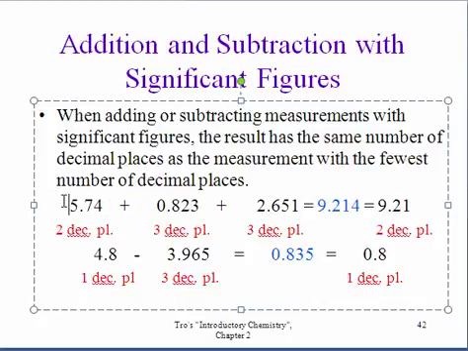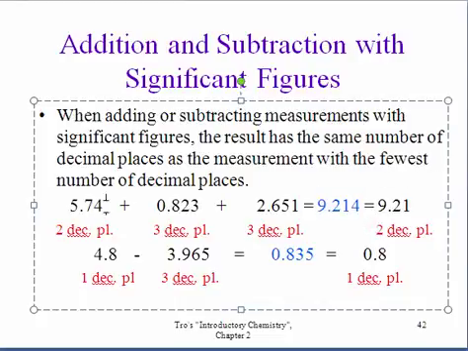So let's look at our first example here. 5.74, there are 2 places after the decimal point. 0.823, 3 places, so this value is more precise, and this value also has 3 places after the decimal point. This is our least precise value, and our answer is going to have the same precision, 2 places after the decimal point. When we add these 3 values together, this is the answer our calculator gives us.